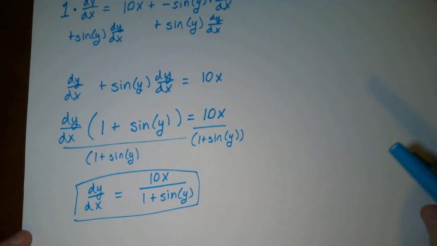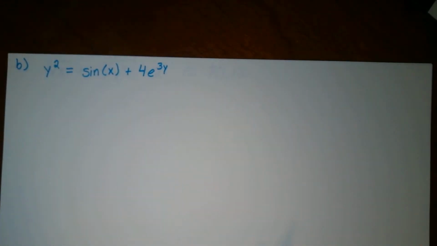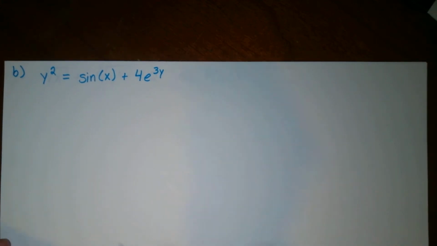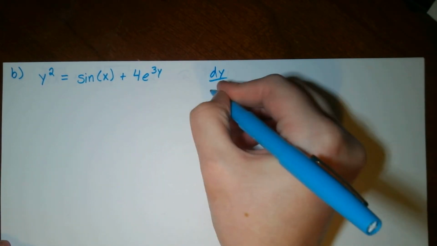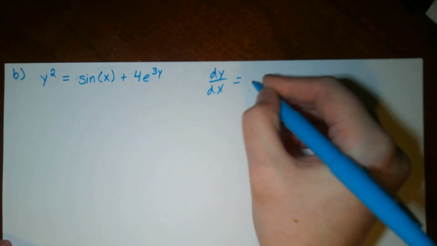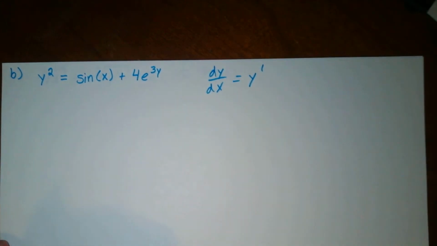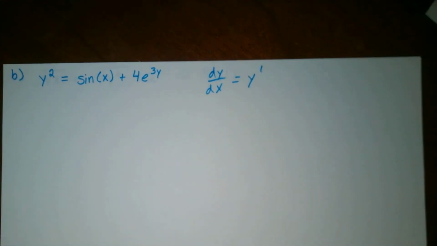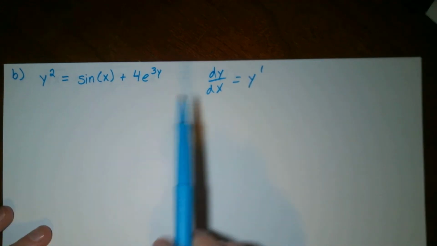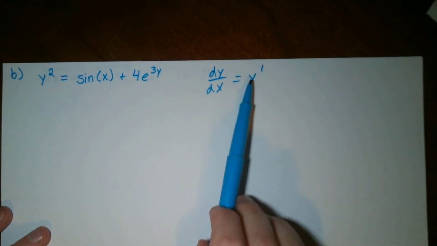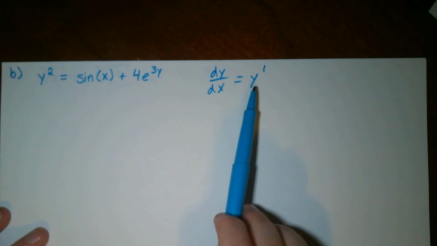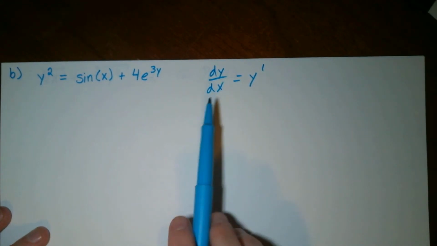All right, let's look at another example. Let's look at y squared equals sine of x plus 4e to the 3y. All right, so let's find the derivative of this guy. Instead of using dy over dx this time, we can actually write y prime. They mean the exact same thing. I just think that one's a little bit simpler. It's totally up to you. If you're worried that you're going to get your y's confused if you write y prime, then you can just continue to write dy over dx.